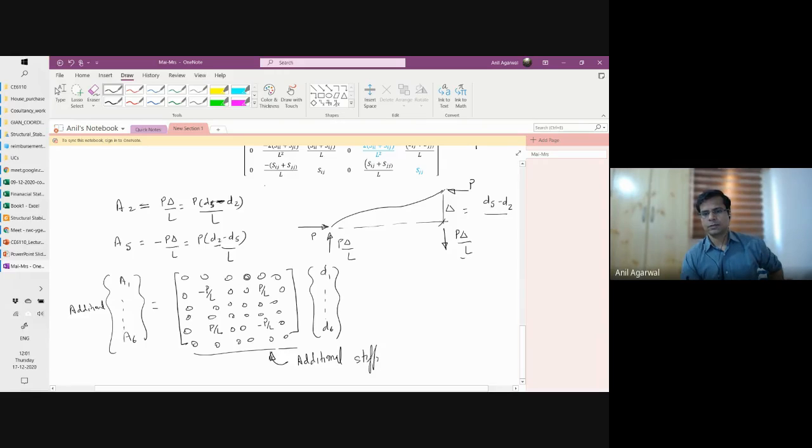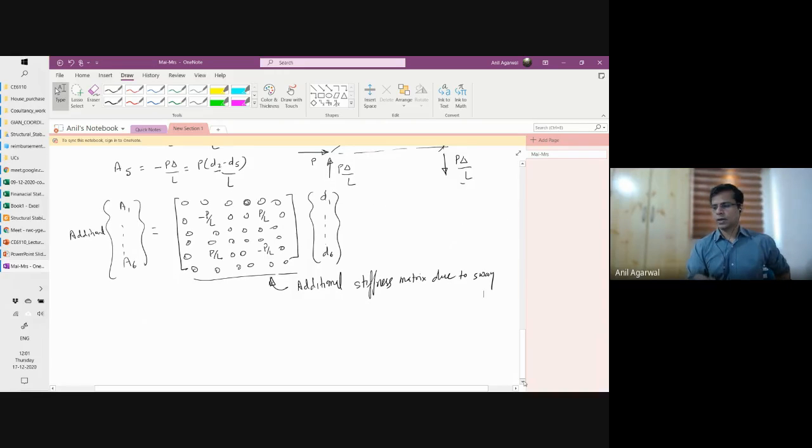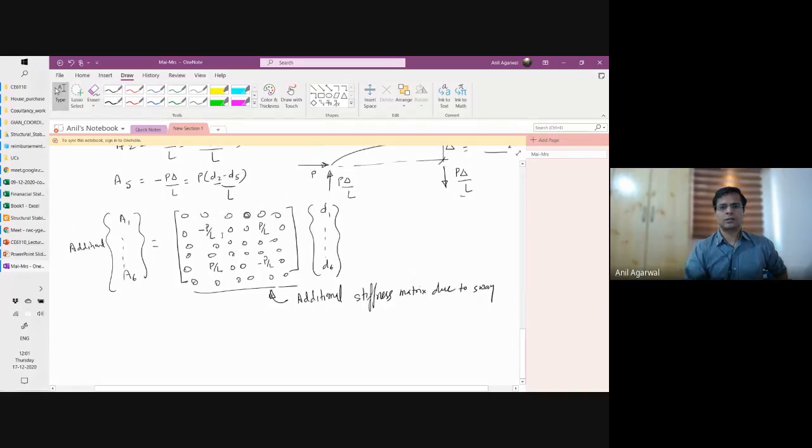Additional stiffness matrix due to sway effect. Okay. So now what I can do is I can combine the two. I can combine the earlier stiffness matrix. So if you notice, where are the terms? The terms are only at 2,2, 2,5, 5,2, 5,5, at only those locations.